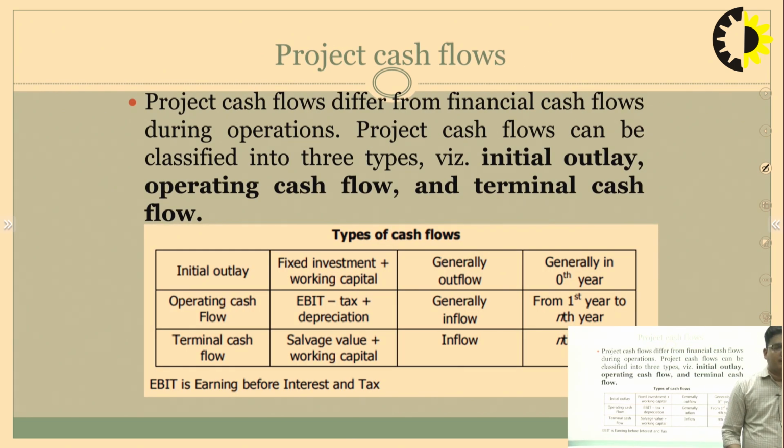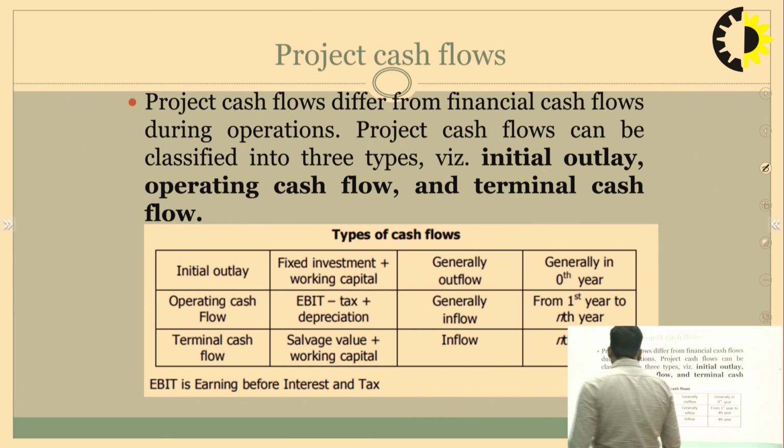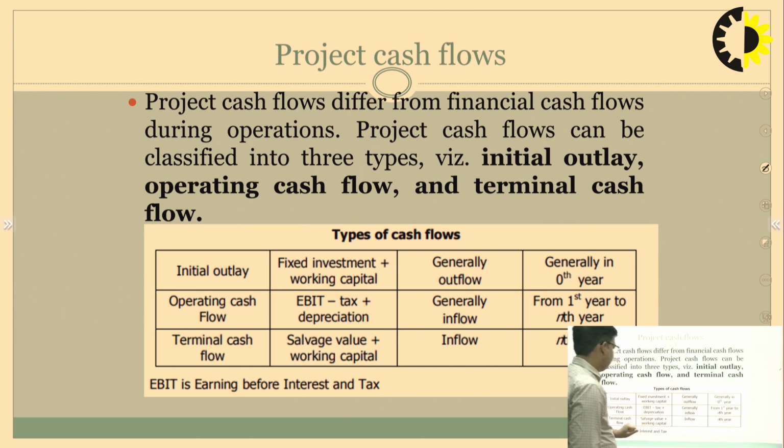Now, the project cash flows. The project cash flows differ from the financial cash flows during operations. Cash flow can be classified into three types: initial outlay, operating cash flow and terminal cash flow. The term EBIT is earnings before interest and tax. Now, generally we see that initial outlay is an outflow. It is only applicable in the 0th year, that is, initial outlay is required in the beginning only.